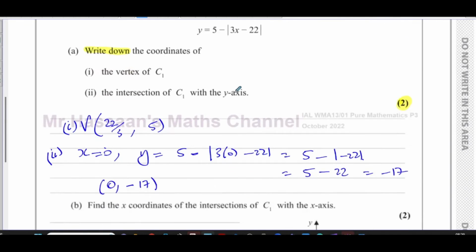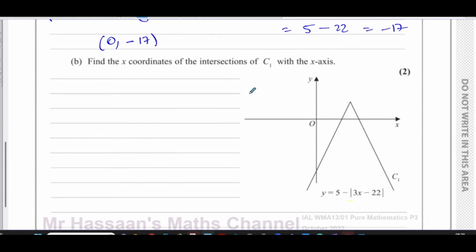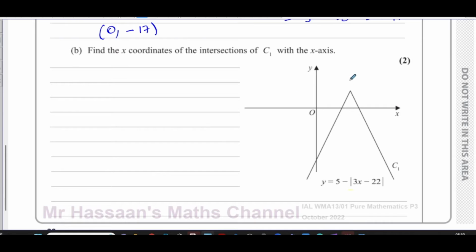That's part A done. Now for part B, it says find the x-coordinate of the intersection of C1 with the x-axis. They only want the x-coordinates of the intersections of C1 with the x-axis. Now, the x-axis is where y equals 0. So we can simply make this equation equal to 0. When we replace this y with 0, we end up with 5 minus the modulus of 3x minus 22 is equal to 0. When you rearrange this, you end up with the modulus of 3x minus 22 is equal to 5. You can just add this whole thing to both sides.